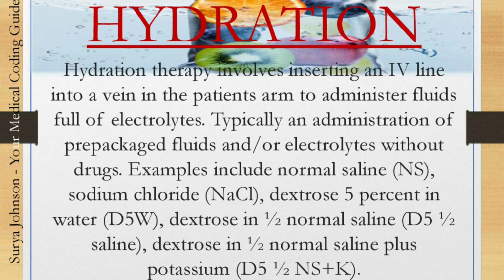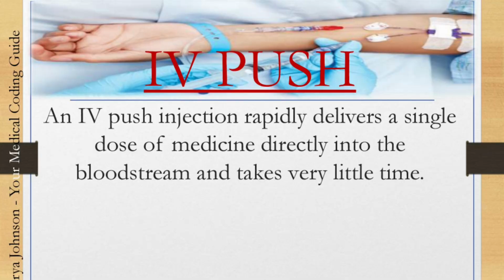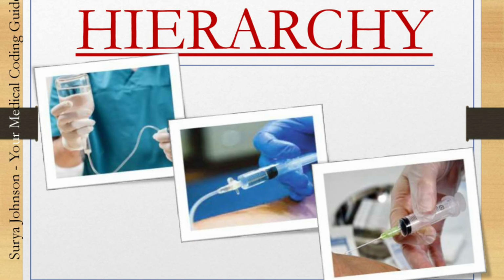Examples include normal saline, sodium chloride, dextrose 5% in water, dextrose in half normal saline, dextrose in half normal saline plus potassium. So what is an IV push? An IV push injection rapidly delivers a single dose of medicine directly into the bloodstream and takes very little time. Next, we'll move on to the hierarchy.